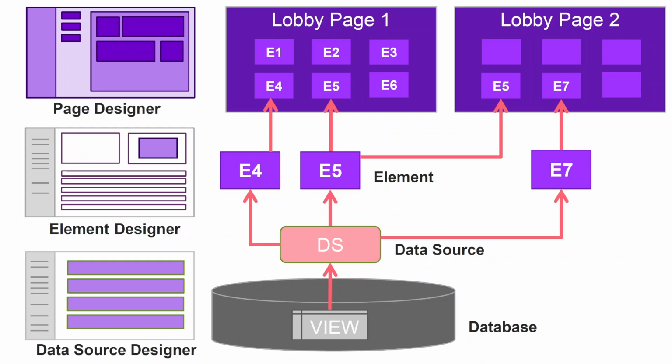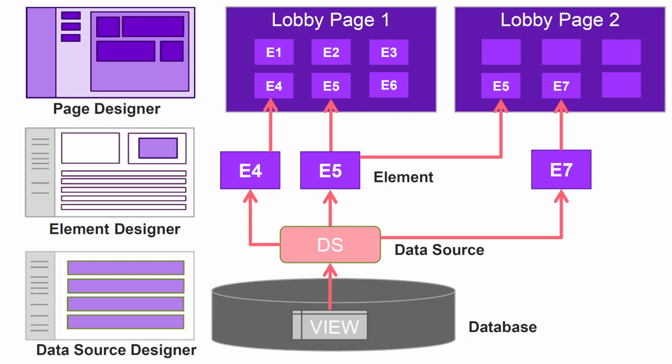Once we have the data source created, which you can see here in pink, we can create one or more lobby elements. You see here on the screen E4, E5, E7. These are all different elements that are all based on the same data source. You can have one element for one data source, or you can have multiple elements that are consuming from the same data source.